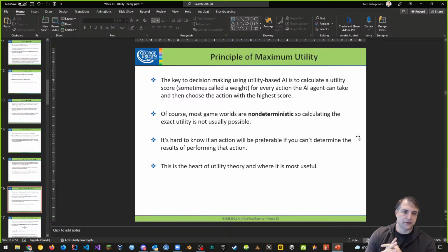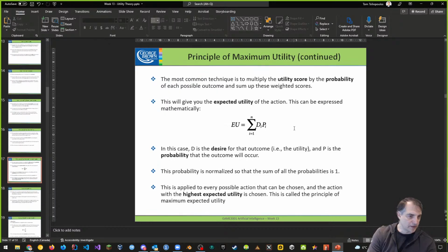So the heart of utility is trying to figure out what the best action is, but it's hard to know what that is without doing some kind of scoring. The most common technique for calculating the utility score is to multiply the utility by some kind of probability of each possible outcome, and sum these weighted scores together. Something called expected utility of the action, and I'm sorry for the math, but this is how it looks. You don't know what the outcome of the action is going to necessarily be, even if you do take that action. You charge in and try a melee attack, you don't know if you're going to actually land a hit or not.